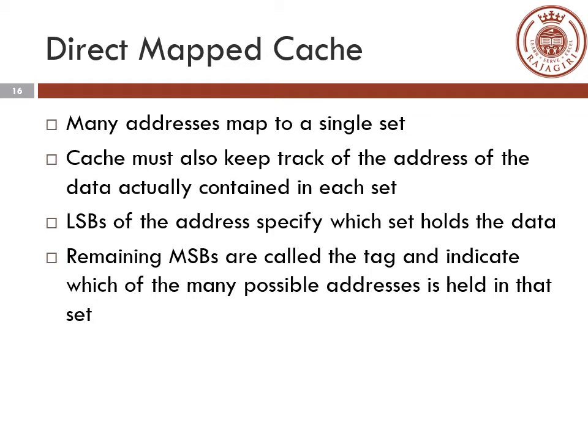Now the cache will not only keep the data, it will also keep track of the address. So the cache memory holds the data from the main memory as well as the address of the main memory. Okay, now as you have seen in the previous slide, in the address of the main memory, the first 2 bits are always zeros, since it is the word address. The remaining 3 bits are used to specify the set address. The remaining 27 bits will remain as the tag, that indicates which of the many possible addresses is held in that particular set.